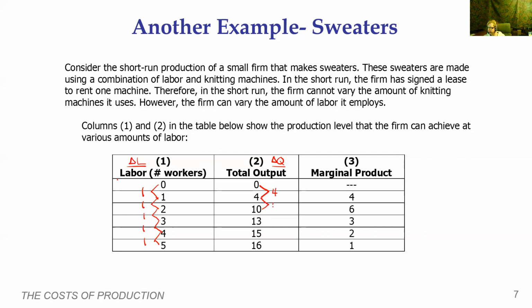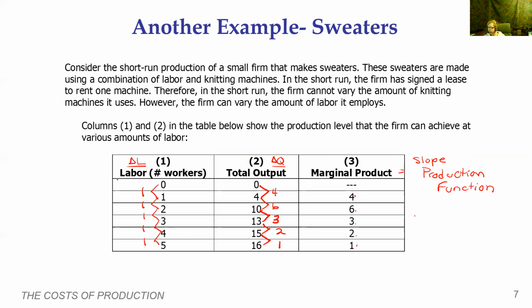10 minus 4 is 6. 13 minus 10 is 3. 15 minus 13 is 2. And 1. So our marginal product of labor, again, which is the slope of the production function, is 4, 6, 3, 2, 1.